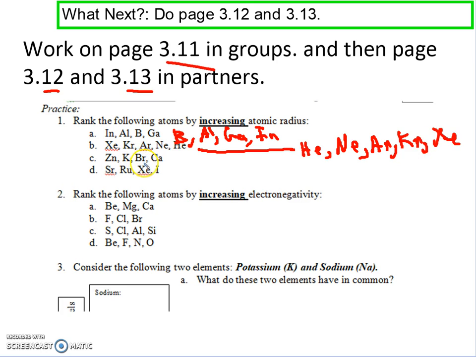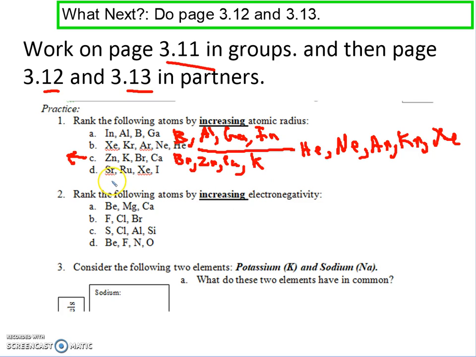Zinc, potassium, bromine, and calcium are all in period 4. So now we're not talking groups, now we're talking periods, and we know that atomic radius increases to the left. So we start with the one on the right, so bromine is the smallest, and then it would be zinc, calcium, and potassium would be the largest.